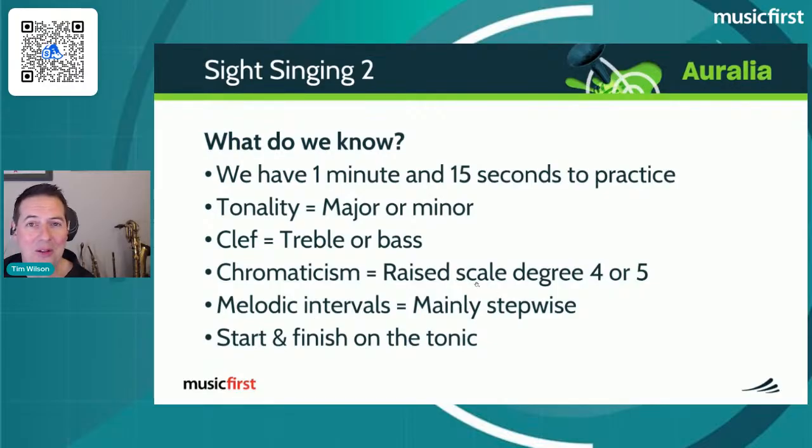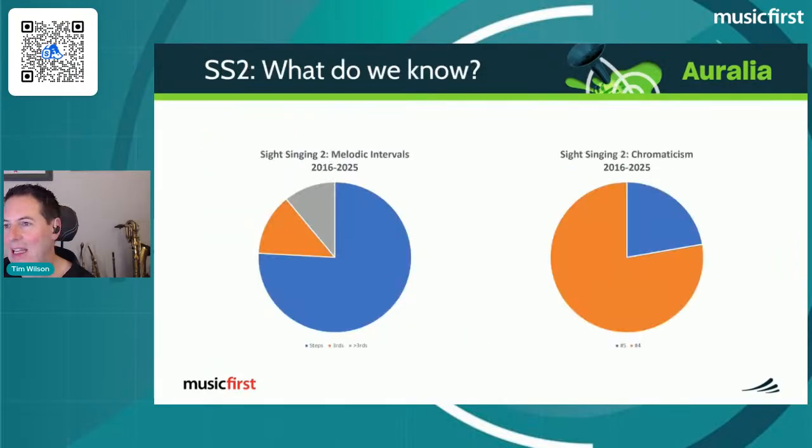Again, in terms of how to focus your energies over the next week or so leading up to the exam, here's just a bit of information that looks back at past exams for the last 10 years. Firstly, looking at melodic intervals. You can see over 3/4 of the melodic intervals across all these questions for sight singing 2 is actually stepwise motion. So it's really important to practice singing scales, ascending, descending, those sorts of movements. And then a smaller portion is thirds, and then intervals greater than a third.